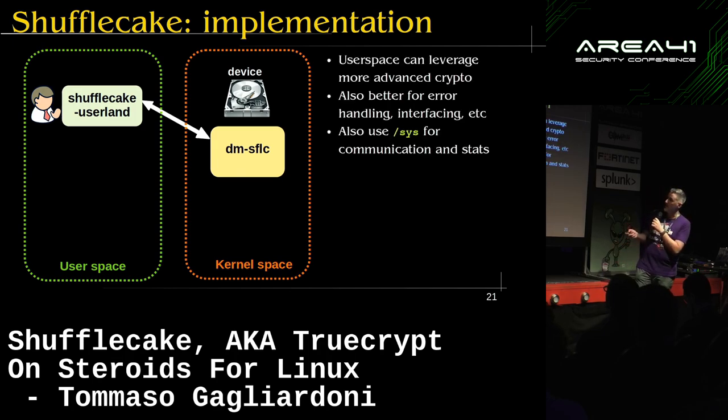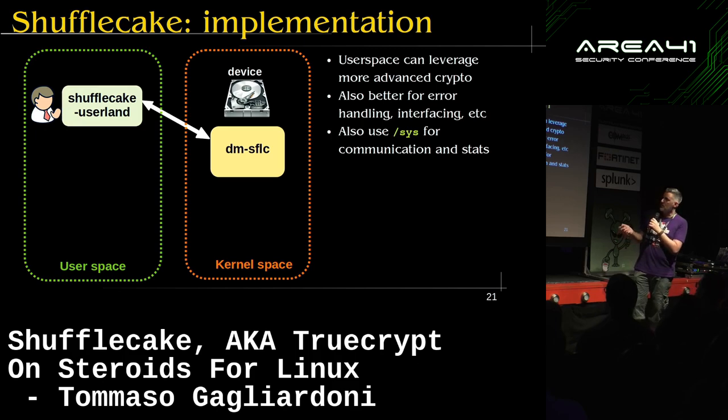Basically, the reason why we did this is that working in user space, you can, first of all, leverage more advanced cryptography. For example, the Argon function I mentioned is not available in the kernel crypto library, but is available in user space libraries. And it's also better for handling some errors. If you put a wrong password, you don't want a kernel log that says, oh, wrong password.